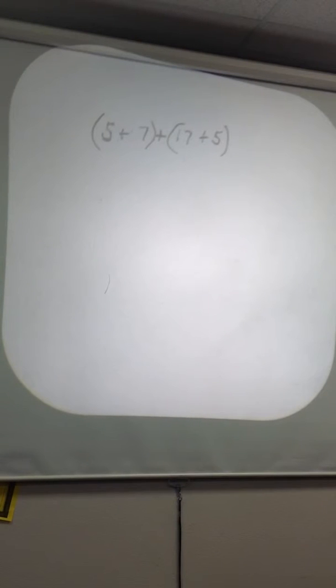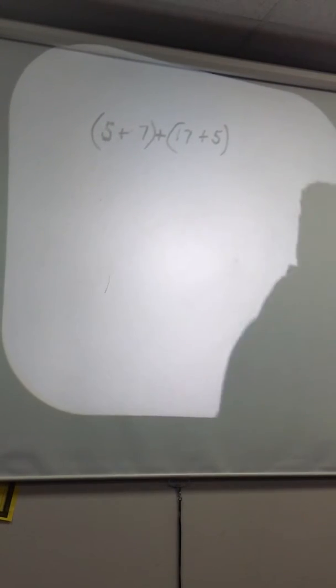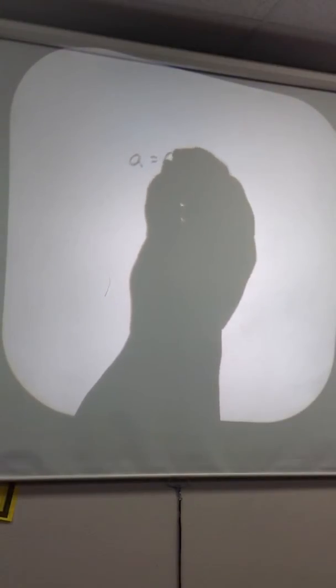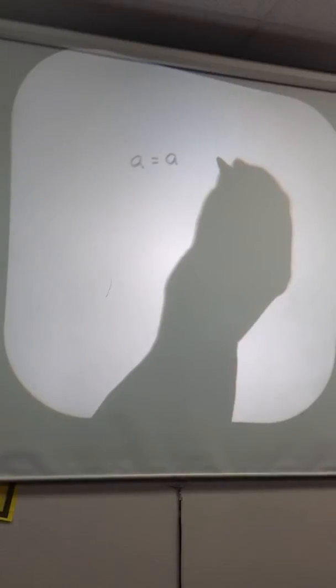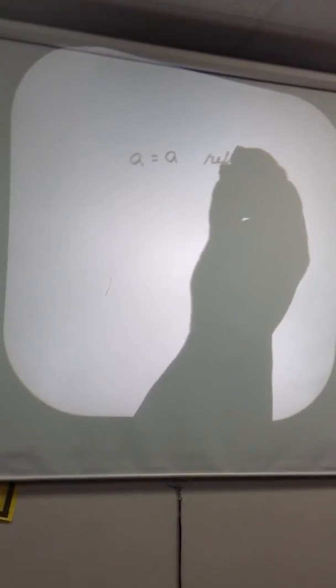All right, now there's another one. Well, actually, there's more than one. This one seems kind of silly. But it says, say you've got the number A. A equals A. There's a name for that. It's called reflexive.